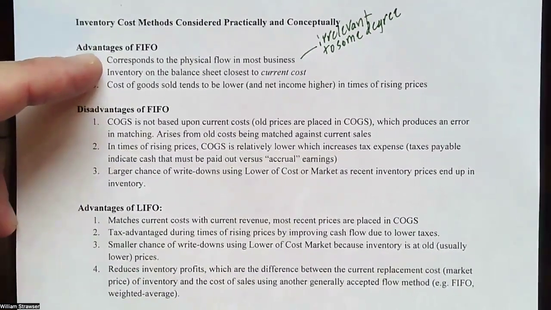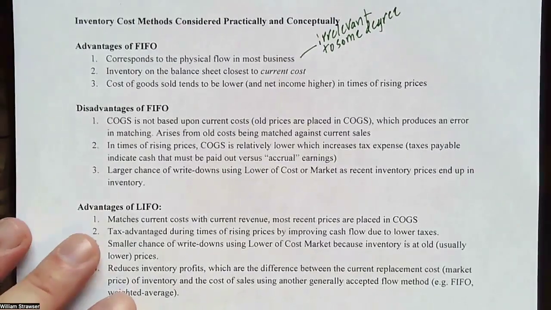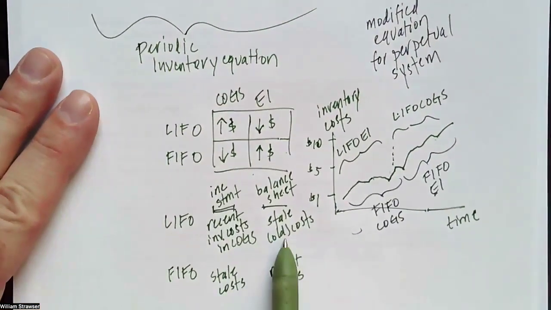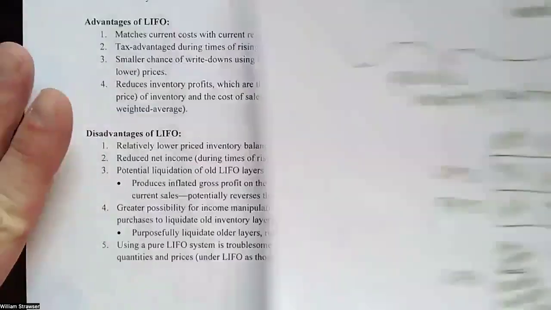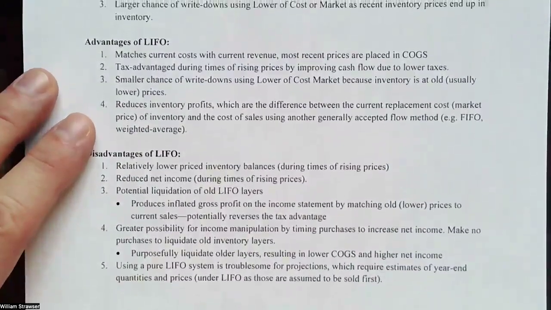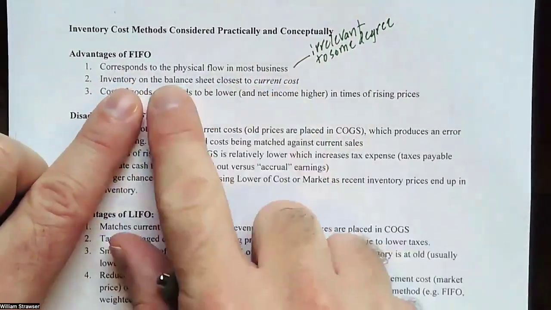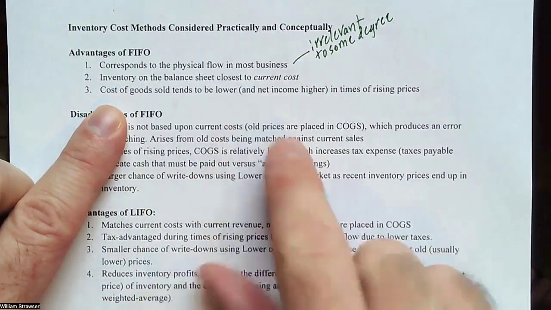The inventory on the balance sheet is closest to current cost, right? Like we mentioned, don't just think of this in terms of dollar values, but also think of how up to date the information we're putting in is, because the dollar value of items is changing pretty rapidly these days, and having the most recent ones makes those financial statements even more relevant, so it lends some relevance to the balance sheet. Cost of goods sold tends to be lower.